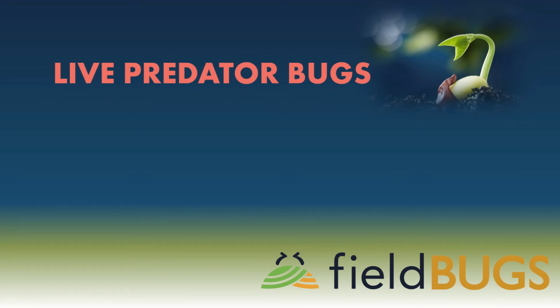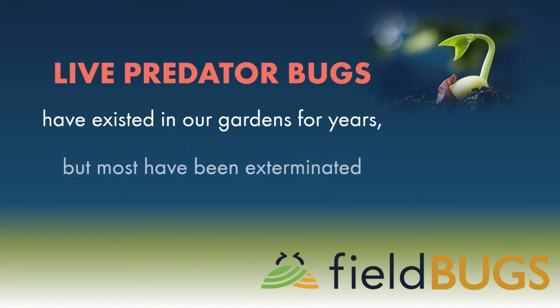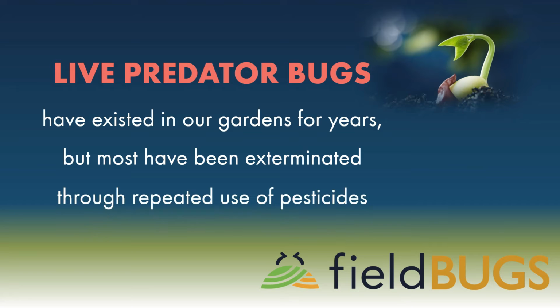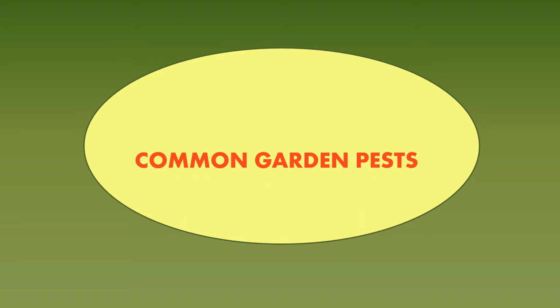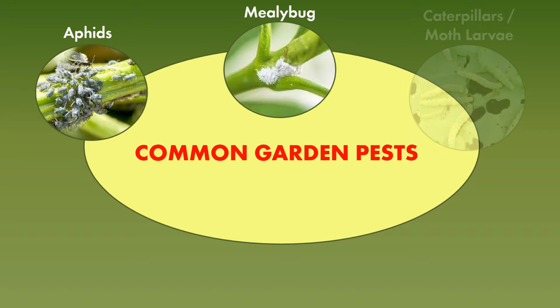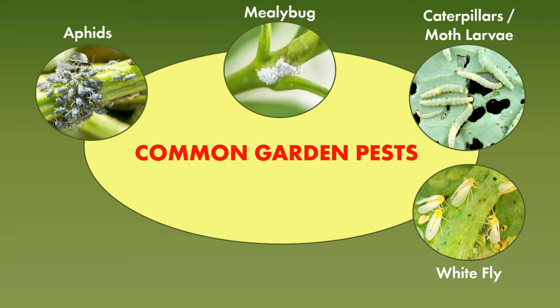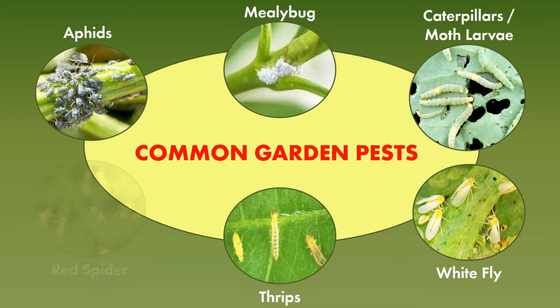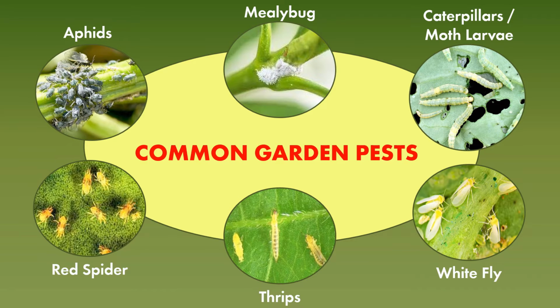Predator bugs have existed in our gardens for years, but most have been exterminated through the repeated use of pesticides. Common garden pests include aphids, mealybugs, caterpillars, and moth larvae, white fly, thrips, red spider and various fly species.